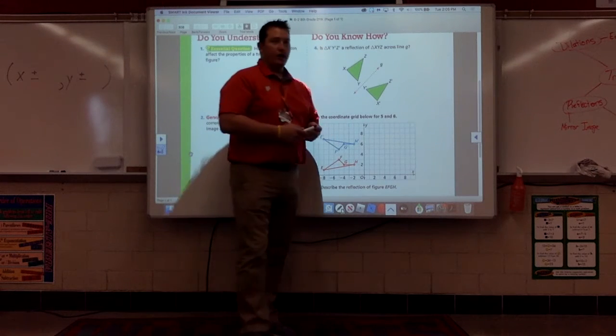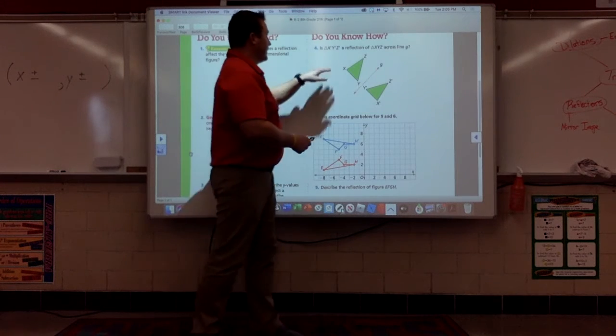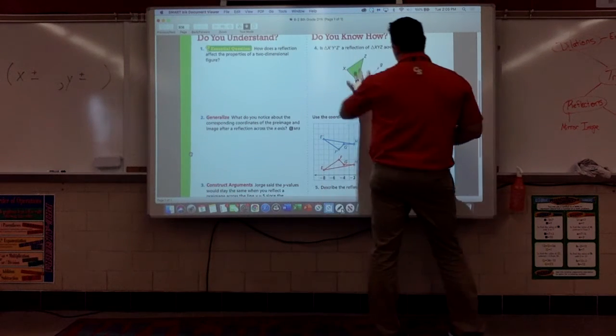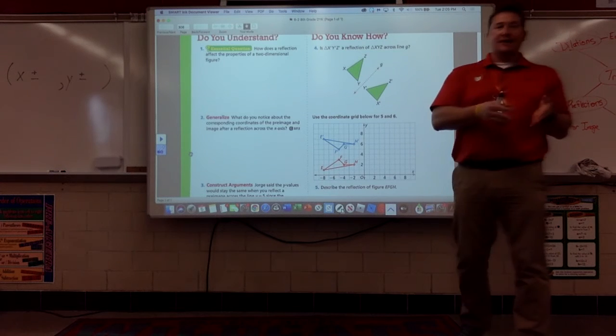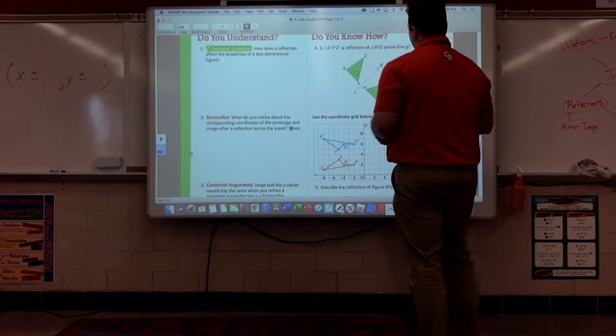Is triangle X prime, Y prime, Z prime a reflection of this one? Well, this one's kind of weird. First off, it's not on a coordinate grid, and it's kind of tilted here on a diagonal.